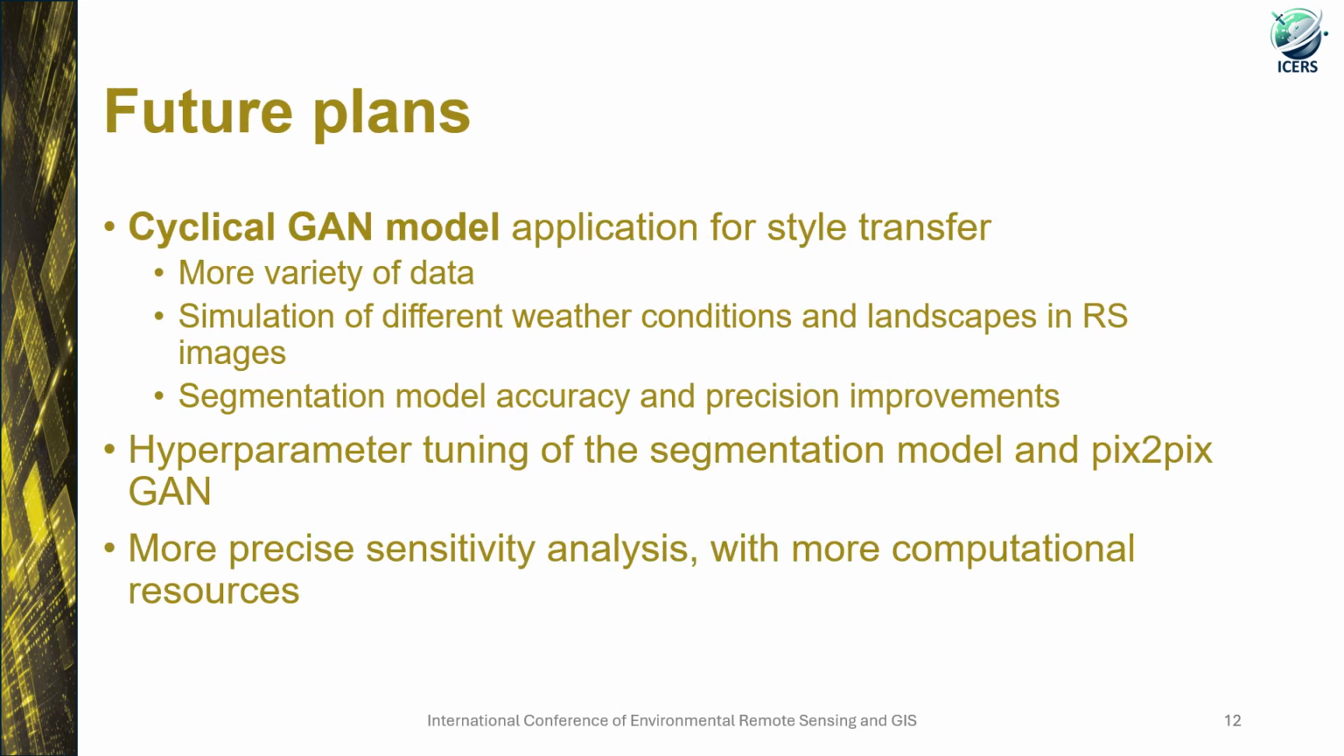For future plans, cyclical generative adversarial model application for style transfer is considered. It can potentially introduce even more variety to training data, with the simulation of different weather conditions, such as snow, and landscapes in remote sensing images. The increased variety is expected to lead to semantic segmentation model increased accuracy and precision. Furthermore, hyperparameter tuning of the models, as well as a more precise sensitivity analysis with more runs to account for potential randomness, is planned, although with more computational resources.